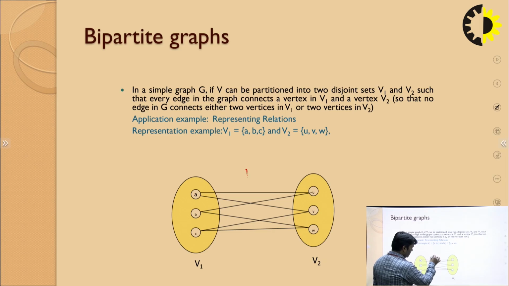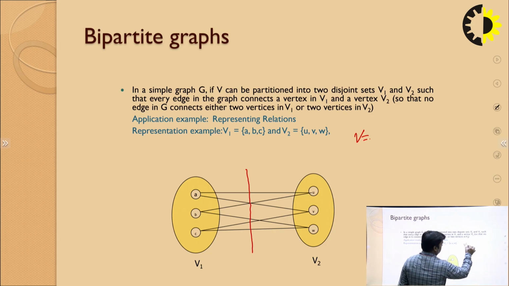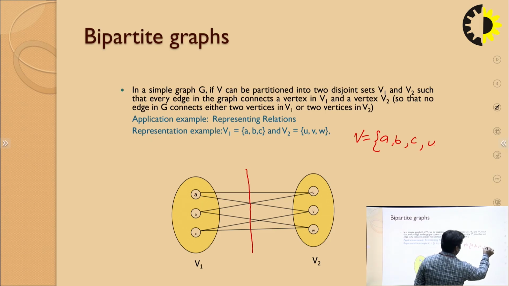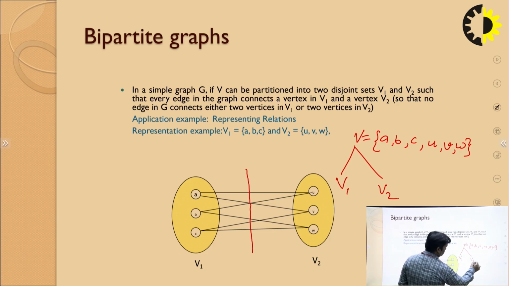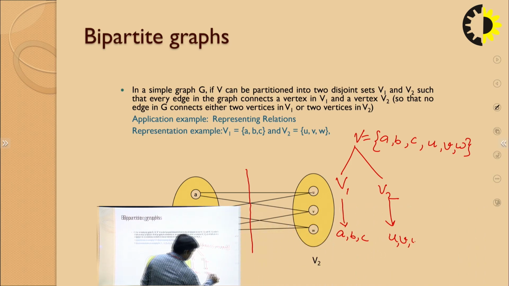For example, if we take this graph in which the total vertices are V equal to A, B, C, U, V and W, and we divide these vertices into two parts V1 and V2, then A, B and C go in one part, and U, V and W in the other.